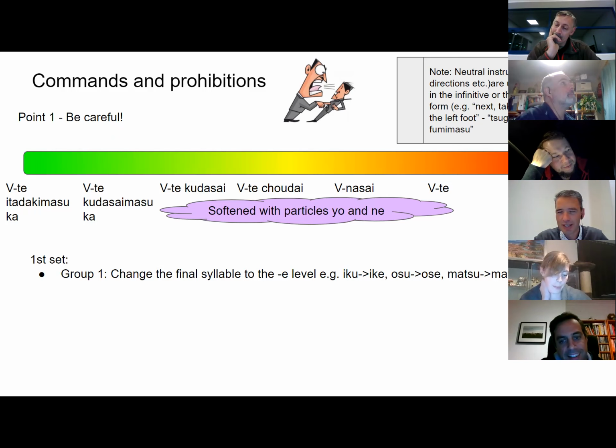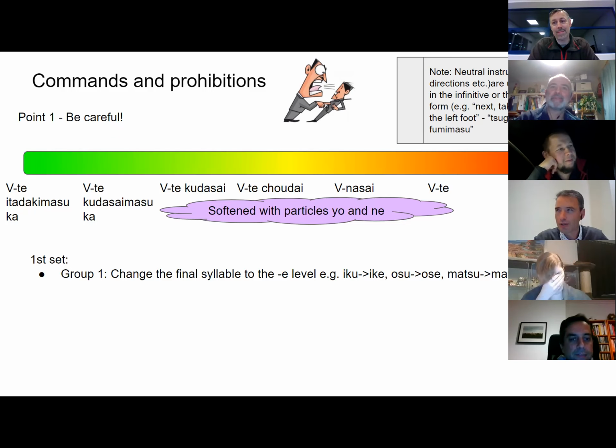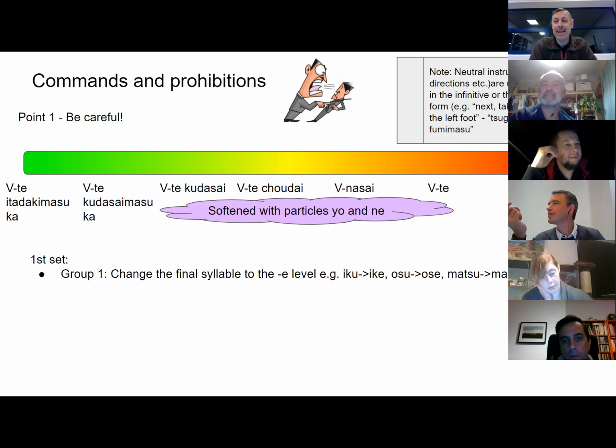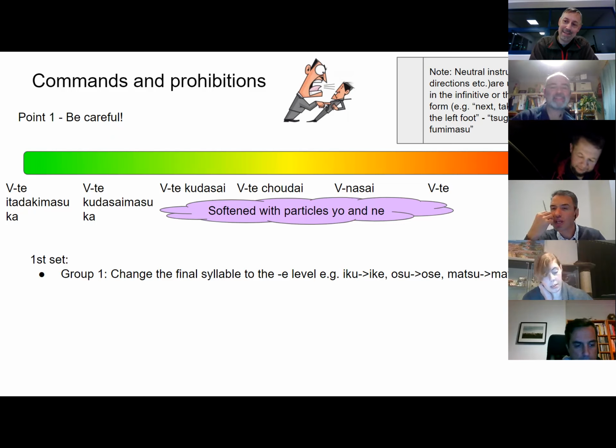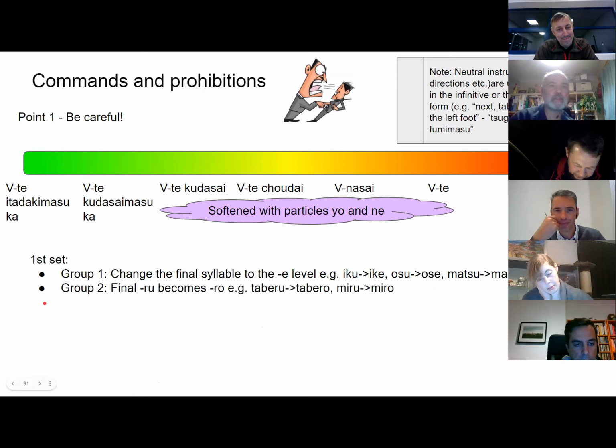What would be, let's see, speak, talk, speak? What would be hanase? Good. And Martin, what would be say? Yeah, good. Yeah, exactly. Excellent. Okay, pretty easy. Group 2, the final ru becomes ro.